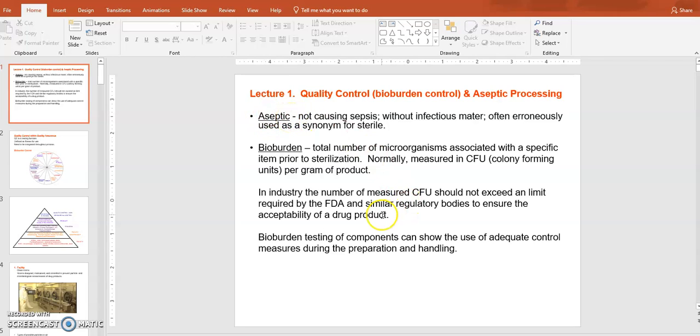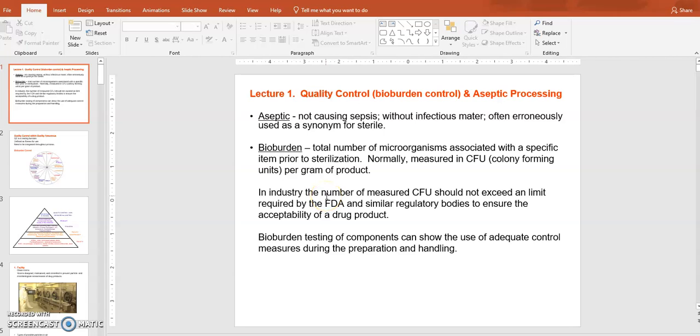In the industry, the number of measured CFU, CFU stands for colony forming units. Basically, one colony is made from a single cell, so that's the same as the number of cells present in your sample. The measured CFU should not exceed the limit required by the FDA.